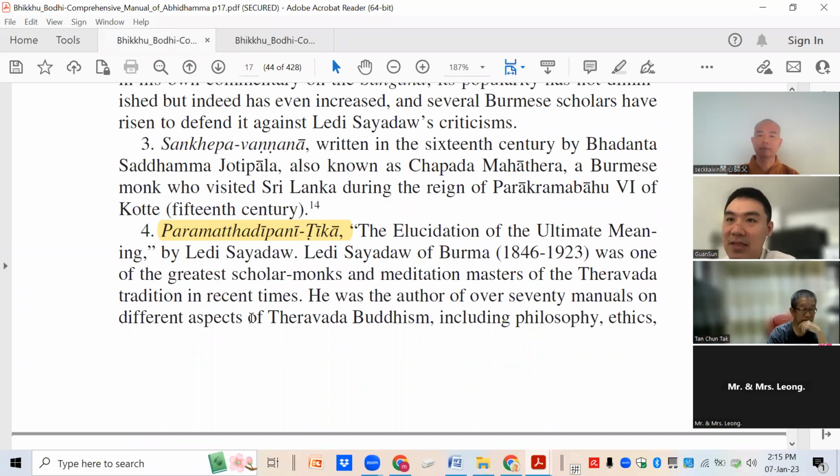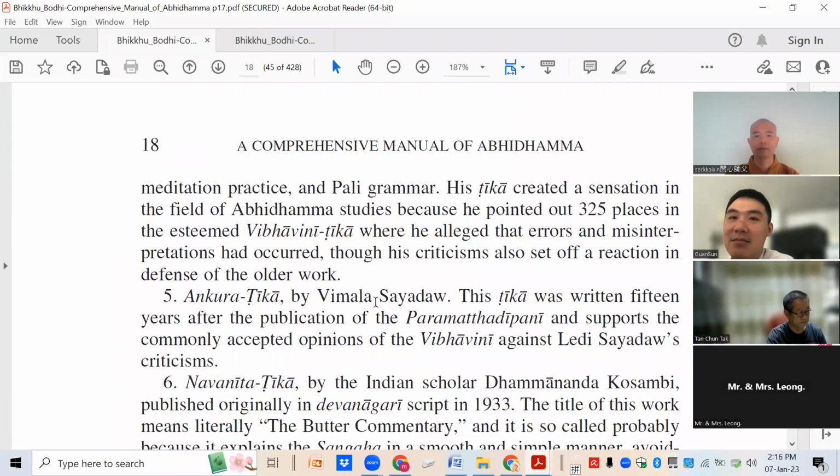Paramatthadipani Tika, the elucidation of ultimate meaning, by Ledi Sayadaw of Burma, 1846 to 1923, was one of the greatest scholar monks and meditation masters of the Theravada tradition in recent times. He was the author of over 70 manuals on different aspects of Theravada Buddhism, including philosophy, ethics, meditation practice, and Pali grammar. His tika created a sensation in the field of Abhidhamma studies because he pointed out 325 places in the esteemed Vibhavini tika where he alleged that errors and misinterpretation had occurred, though his criticism also set off a reaction in defense of the older work.